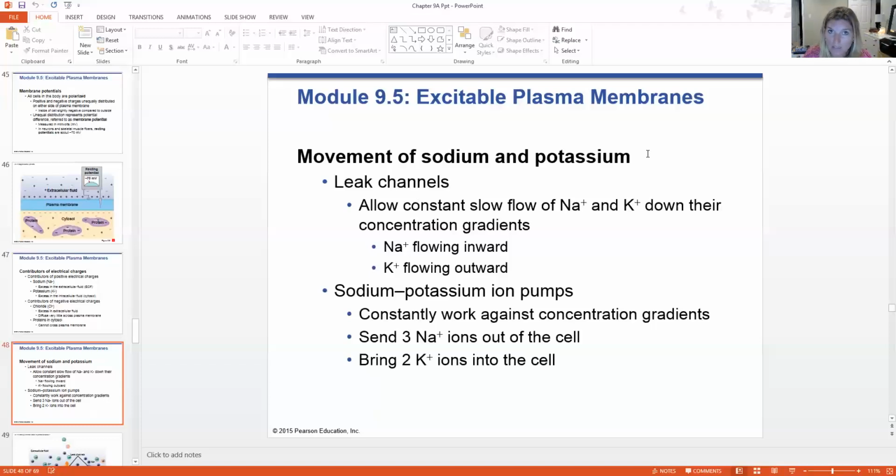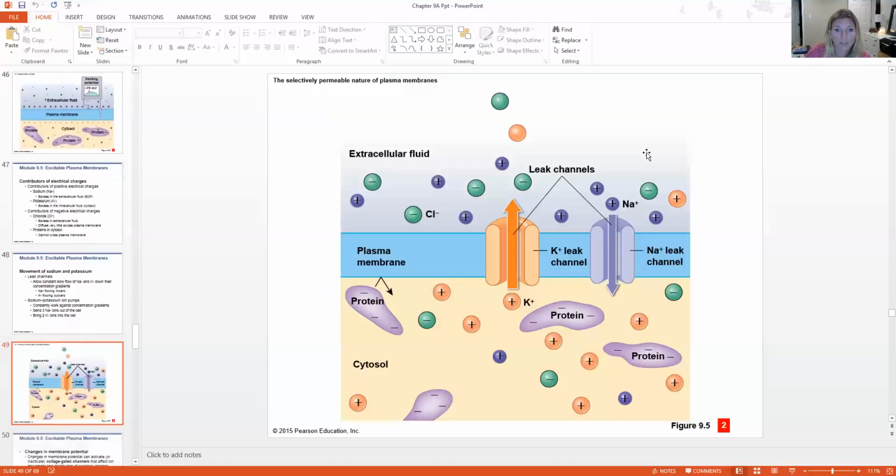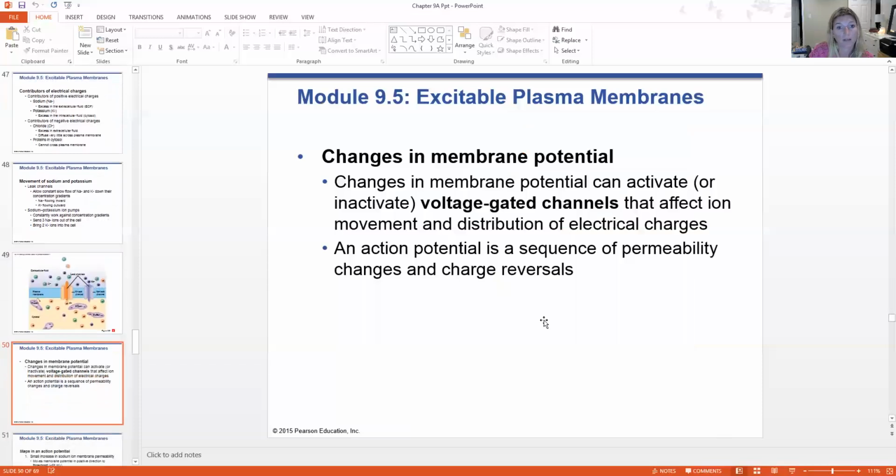Enter the sodium-potassium pump. What does that do? It constantly works against the concentration gradient. It's working to send that sodium back out of the cell, working to send the potassium back into the cell. Here you see the magic happening. We have these leak channels, potassium's leaking out, sodium's leaking in, but the cell doesn't want it like that. The cell wants that sodium out and the potassium in. So the sodium-potassium pump does that.